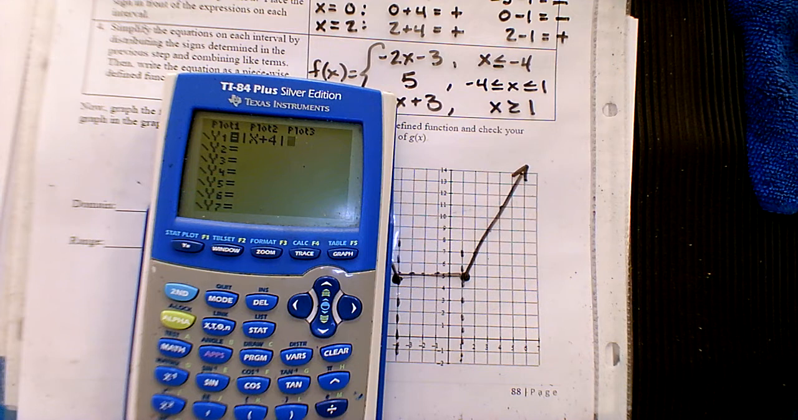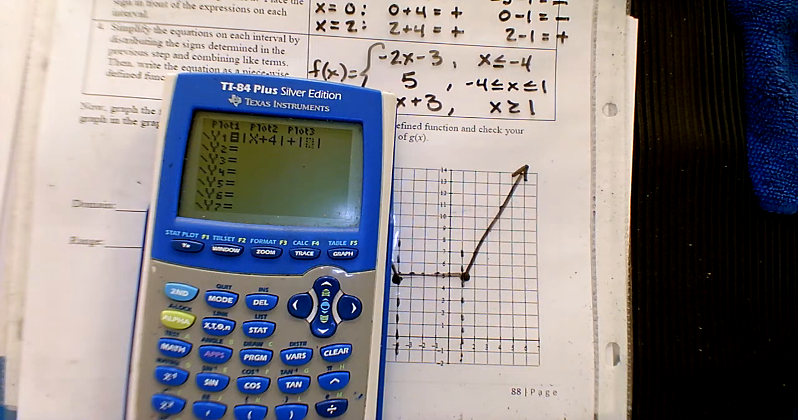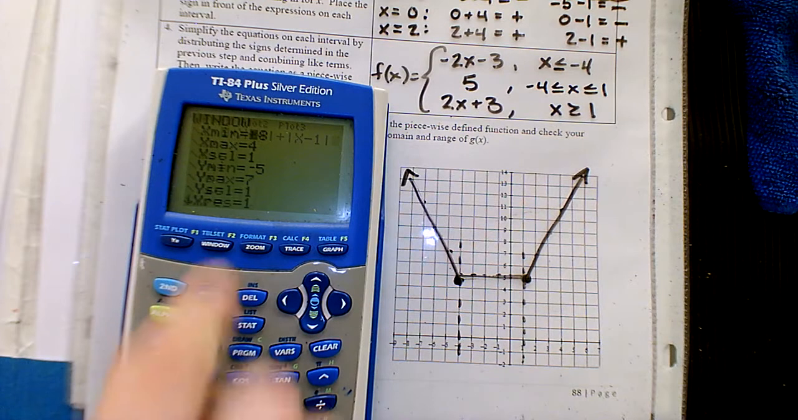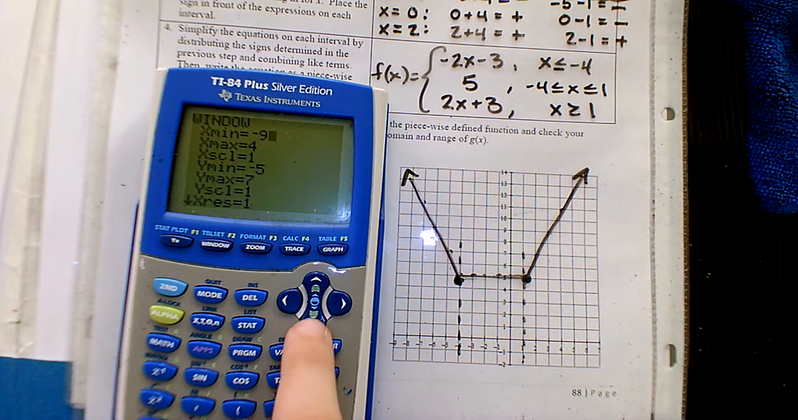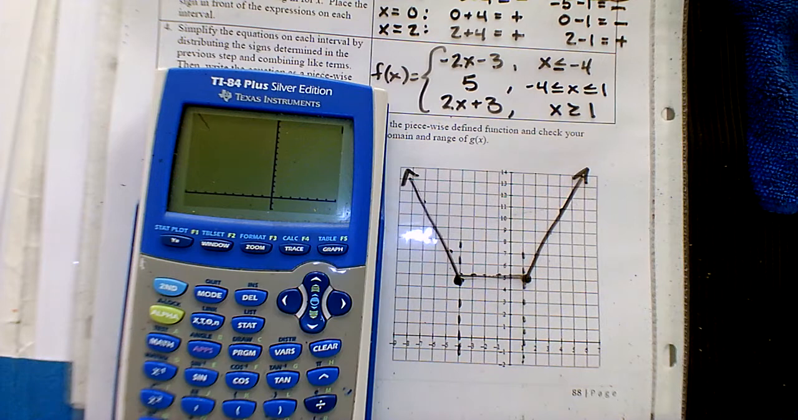We then have to arrow over and add another absolute value. So we'll go back to math, over to number, and get those bars again. And we'll type in x minus 1. Now before we hit graph, let's change our window. We go from negative 9 to 7, counting by ones. Negative 2 to 14, counting by ones. We'll hit graph and cross our fingers.